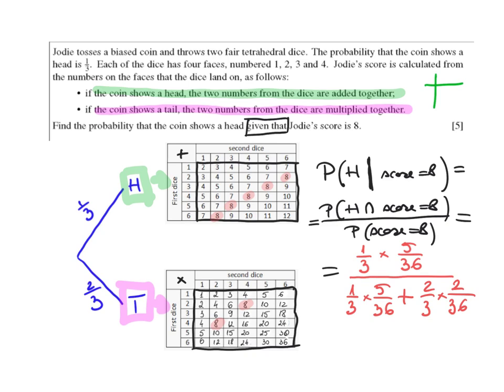And now I will use my calculator or I'll do my algebra. So I'm going to have 5 over 108 over 9 over 108, which is going to be 5 over 9. And that's my answer. That was, in fact, a very interesting question. Probably the most challenging part of this question was to represent it in a way that will help me make sense, and then to detect that "given that" means a conditional probability.